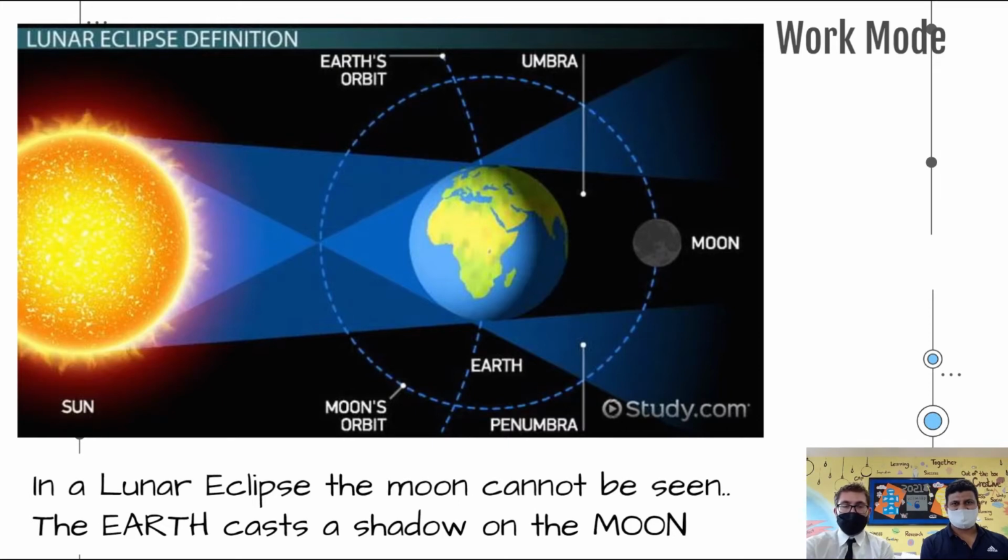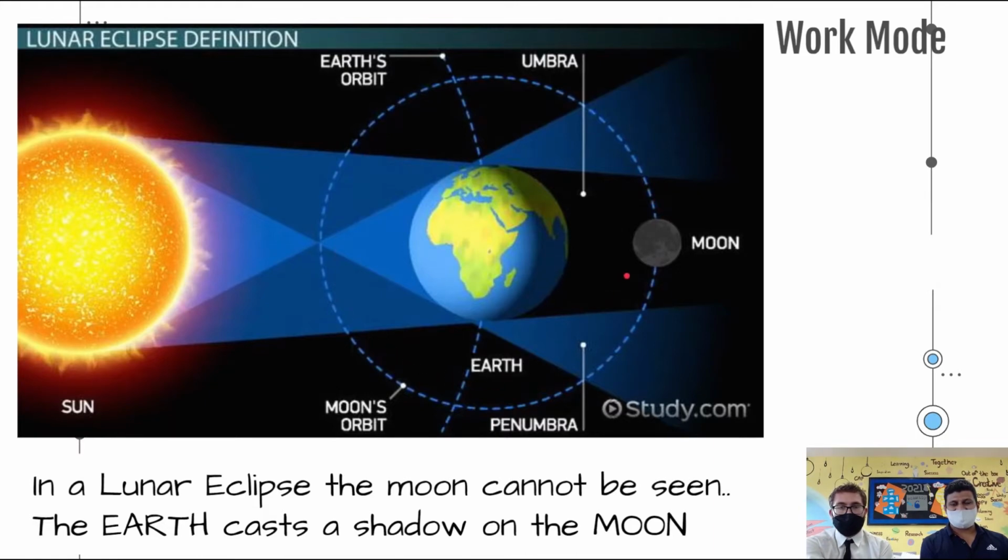Okay, so welcome back. Just to give you a small review of the video, the first one was lunar eclipse. During a lunar eclipse, the moon disappears, or the moon cannot be seen. As you know, the Earth moves around the sun, and it completes one full revolution in 1 year, and the moon revolves around the Earth every 28 days.